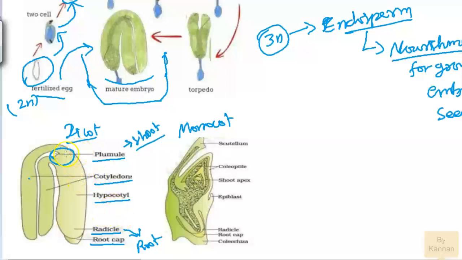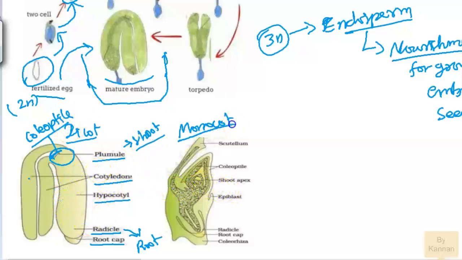Then over the top of the plumule, there is a protecting layer for the plumule also, which we call the coleoptile. The important aspect of the coleoptile is that it is sensitive to light and makes the plant grow towards the light. So it favors phototropism. So this is how the embryos grow inside the seeds.